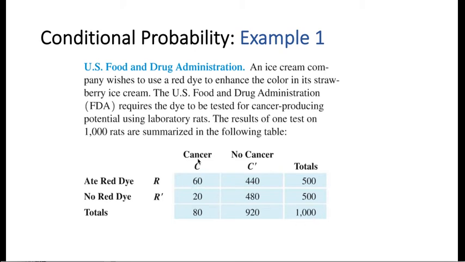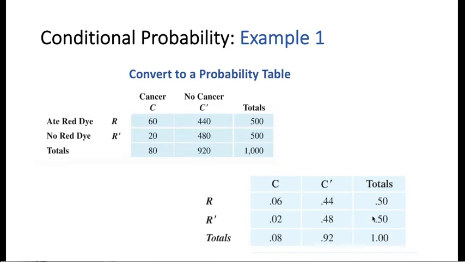60 of them ended up eating red dye and getting cancer, and 20 of them ended up getting cancer and didn't eat the red dye, etc. I'm not going to go through the whole table. But this table does not have the probabilities, and we need the probabilities. So the first thing we're going to do is convert this to a probability table. Since the total number of rats tested was 1,000, if you simply divide all of these values by 1,000, you'll get the probabilities. So this is now our probability table.